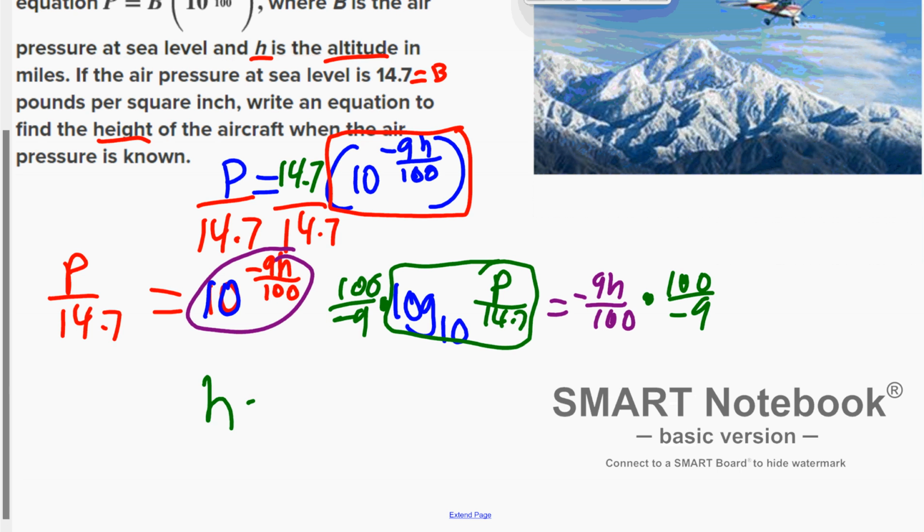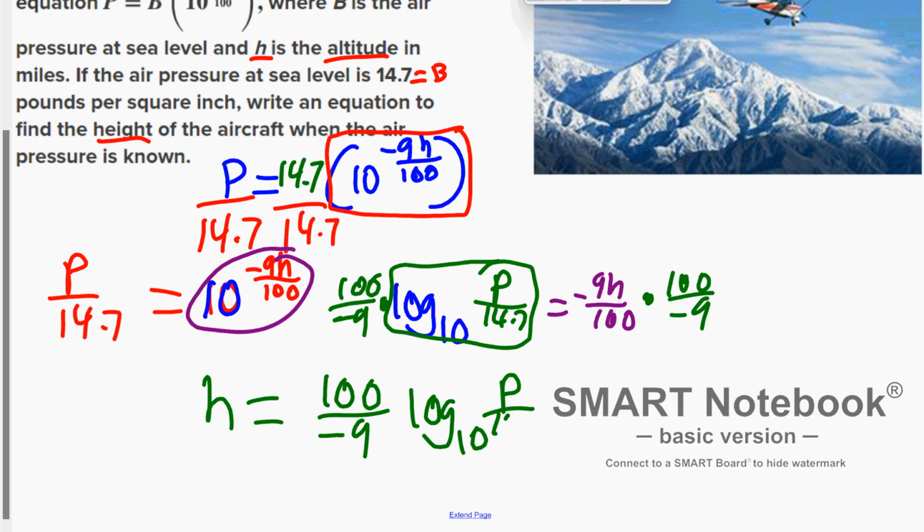So h is equal to 100 over negative 9 times log base 10 of P over 14.7. So if I was solving this and I had a P to plug in, I would take that P divided by 14.7 and then take the log base 10 of that and then multiply by 100 over negative 9.